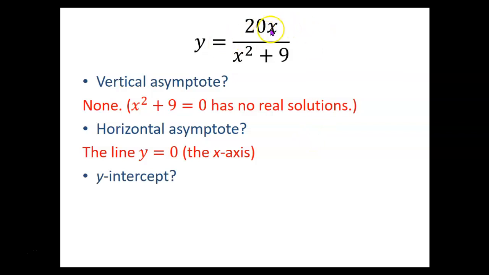Y-intercept, if x is 0, we get 0 over 9, 0. And that's also the x-intercept. So the point 0, 0 is where the graph crosses the x and y axes at the same time.